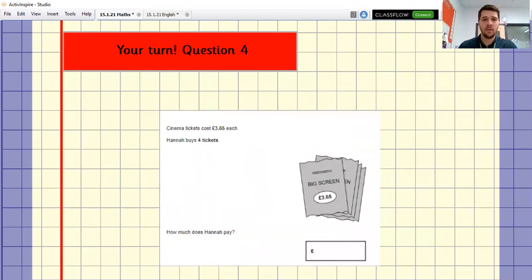Question 4. Cinema tickets cost £3.65 each. Hannah buys 4 tickets. How much does Hannah pay?